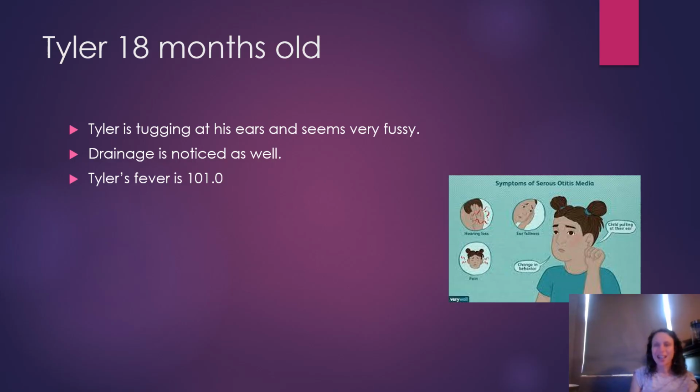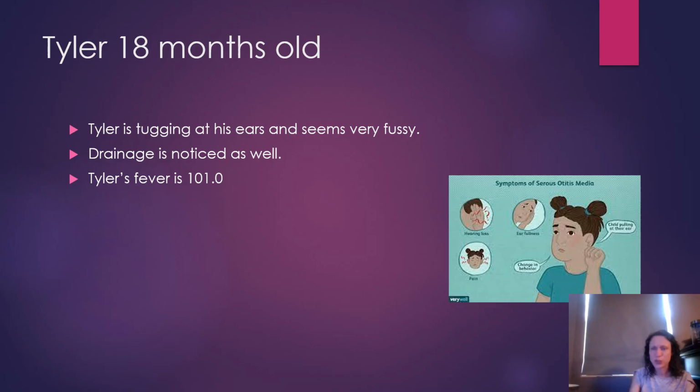Okay, moving on to Tyler. Tyler's 18 months old. Tyler is tugging at his ears and seems very fussy. Drainage is noticed as well. Tyler's fever is 101.0. So we've got fever. We've got him tugging on his ears. He's so fussy. He's got some drainage from his ears. So we're thinking otitis media, right?